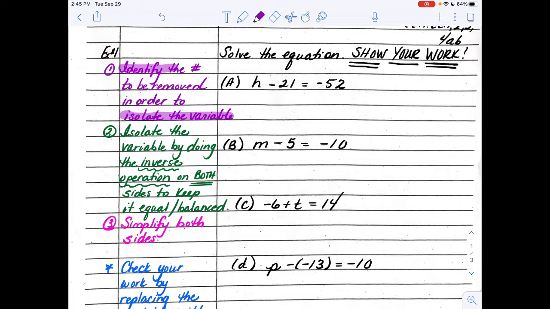So we've got to identify the number that we need to remove that is on the same side as that variable. So right now I can see I need to get that h all by itself. Well, how am I going to get that h all by itself? The number I need to get rid of is this negative 21. Well, how do we get rid of things? We get rid of things by using the inverse operation.